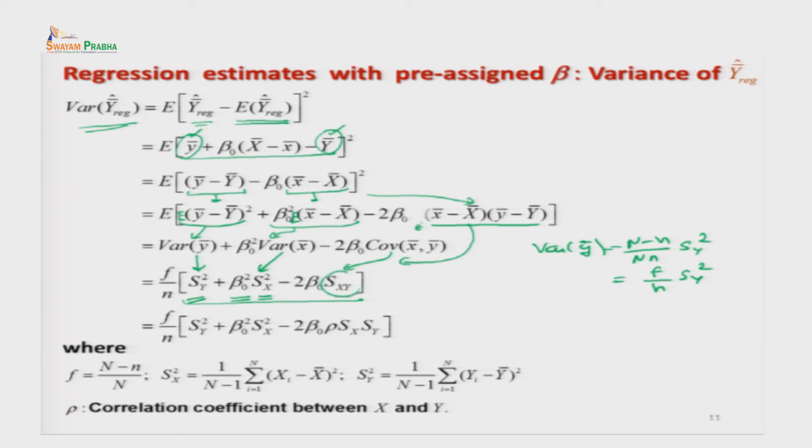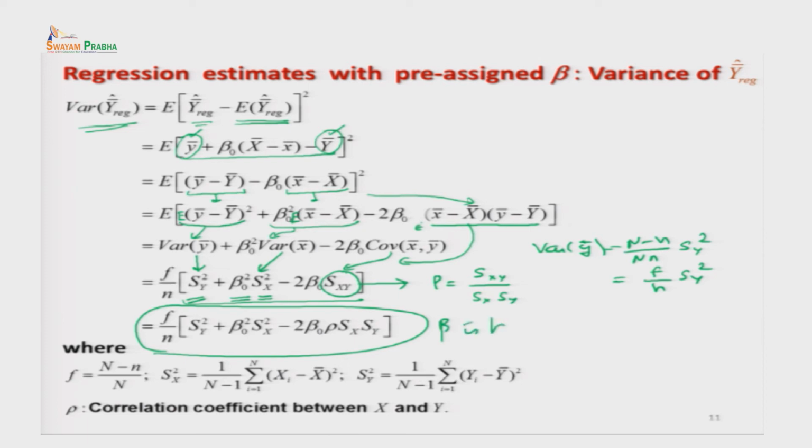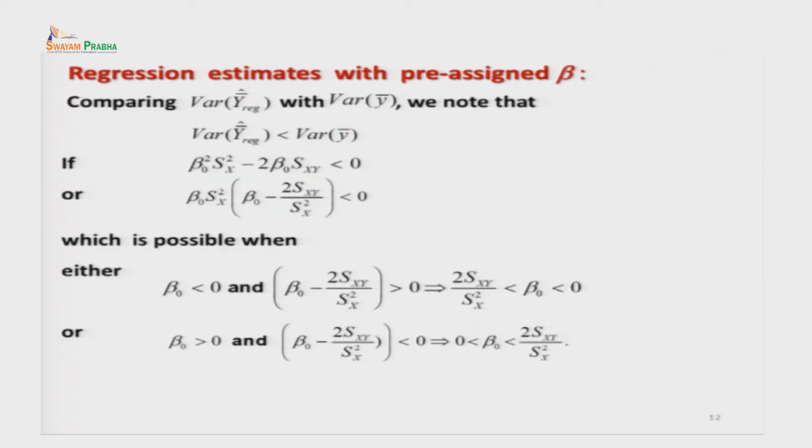Now this Sxy can also be replaced by using the relation of correlation coefficient. Correlation coefficient is defined as rho is equal to Sxy upon Sx Sy, right. So this Sxy can be written as rho times Sx Sy. So this is now the final expression of the variance of a regression estimator when beta is known. And these are your expressions for the Sx square and Sy square, and rho is the correlation coefficient between capital X and Y.